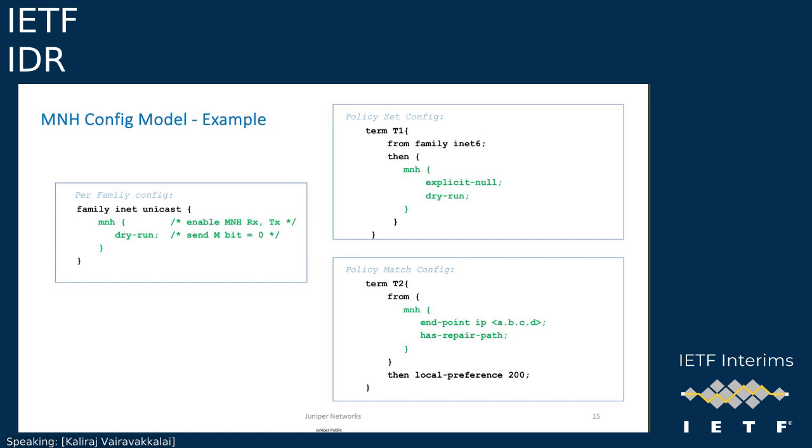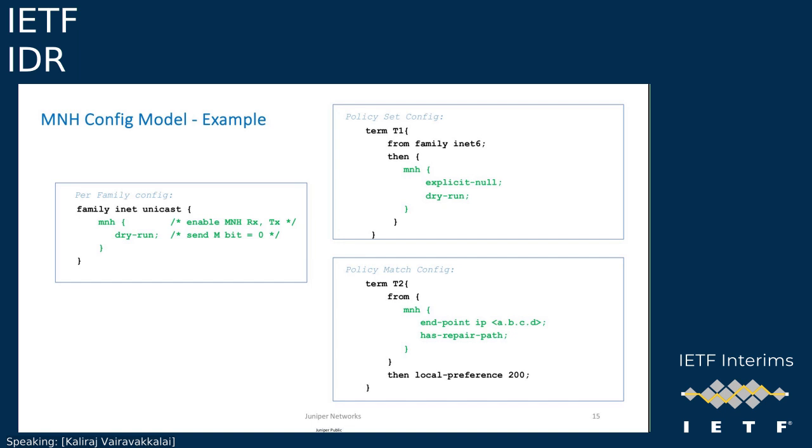I was also asked to give an example config of how the MNH may look when people provision it, and this is how it may look. This is just kind of an artist's rendering of how life looks on Europa, so it's not a reality yet, especially the policy config part. The idea is that we already have the state on the route that we want to send as multiple next hops, multipath or whatever. And we just say on a per family level or per neighbor level, we enable use of MNH, and then we can have a knob to say dry run, which controls the M bit.